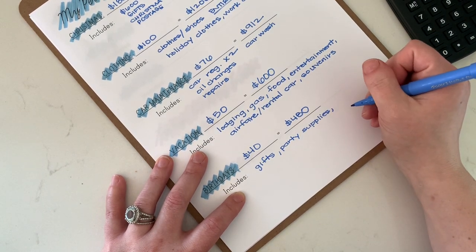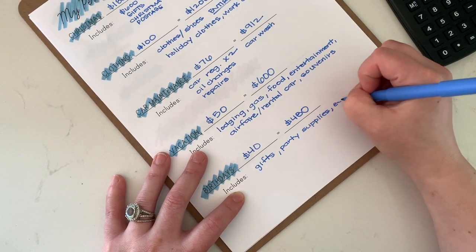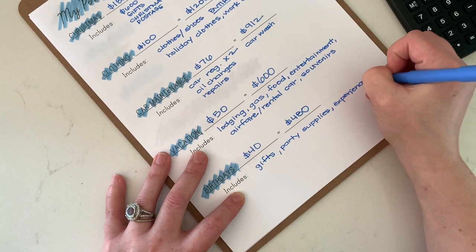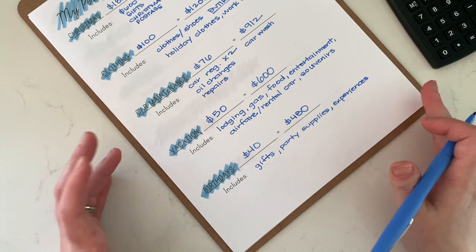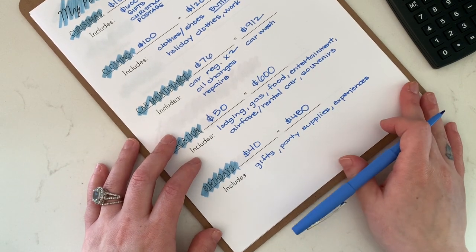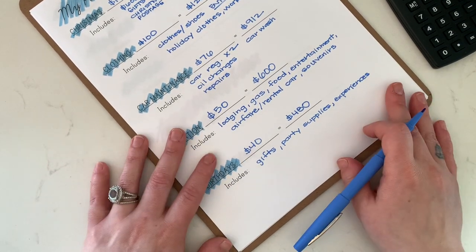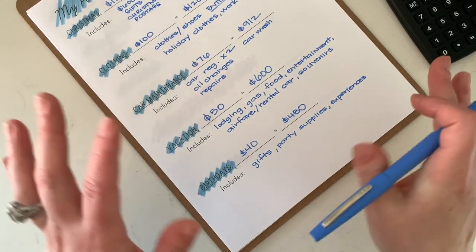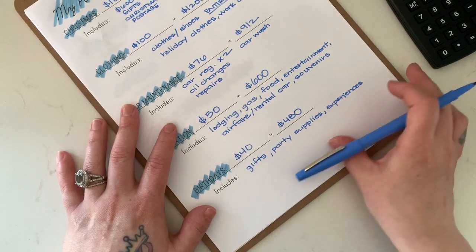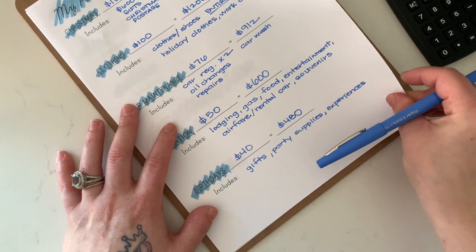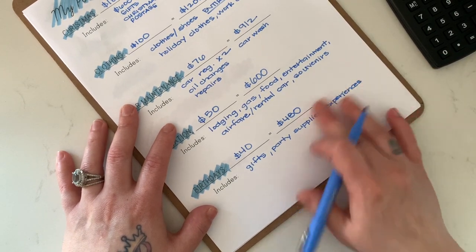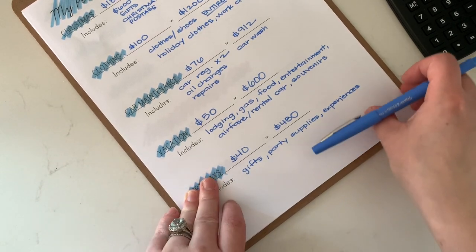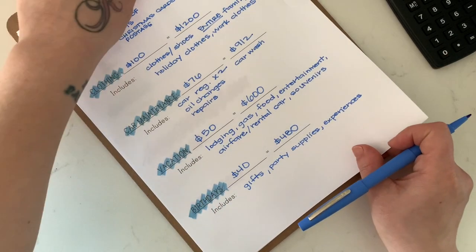And also any experiences. Both of our kids are born in December, so it's really hard to have birthday parties during the month of December just because of holidays, people being out of town, people being sick. So we tend to stick with experiences or small parties. So that's definitely something that we think about when we are planning on how much we're putting into our birthday sinking fund.